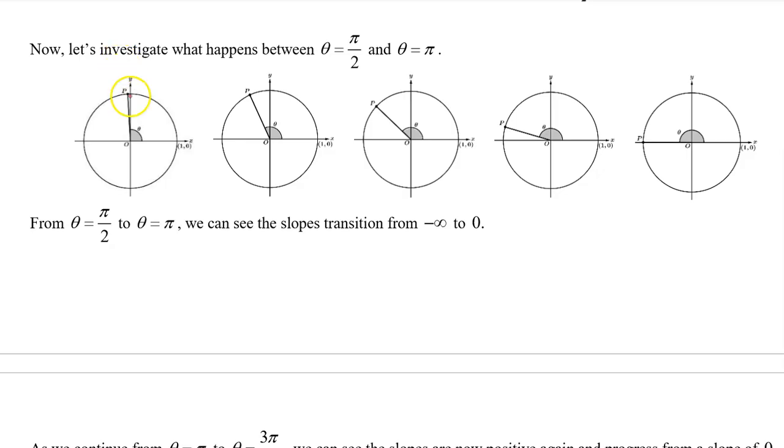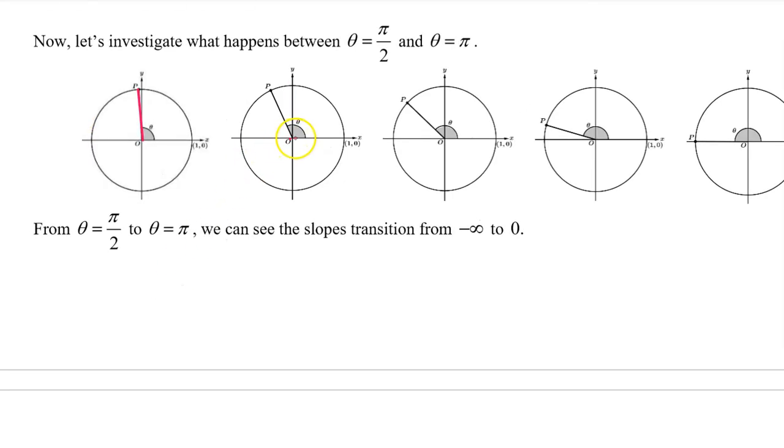Now let's investigate what happens between pi over 2 and pi. We notice that as the terminal side passes pi over 2 and moves into the second quadrant, the slope becomes very steep but negative. In fact, as theta approaches pi over 2 from the right, the slope is approaching negative infinity. In other words, the value of the tangent function is approaching negative infinity. From pi over 2 to pi, the slope transitions from negative infinity up to 0.